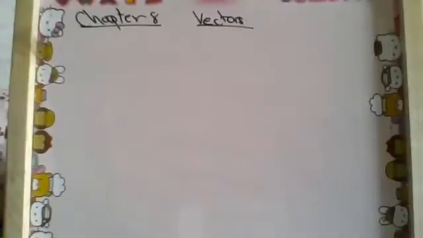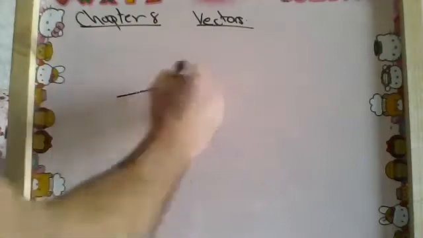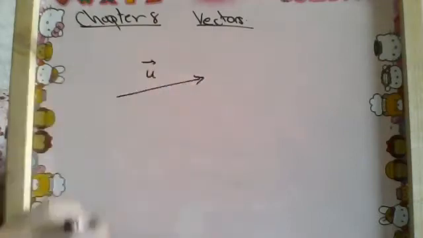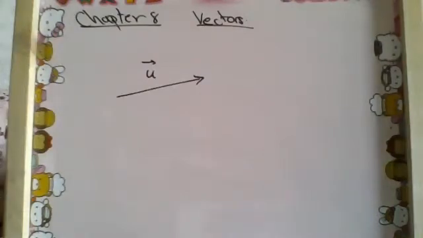A vector is determined by its direction, its magnitude, and its sense. Represented, let's say, vector u. This is a vector determined by direction, magnitude, and sense.